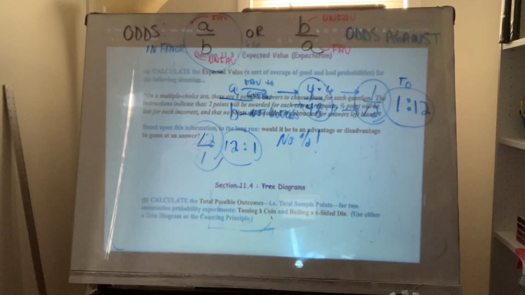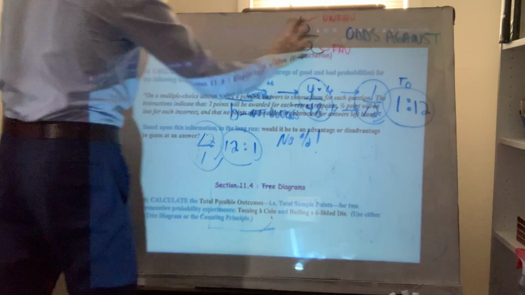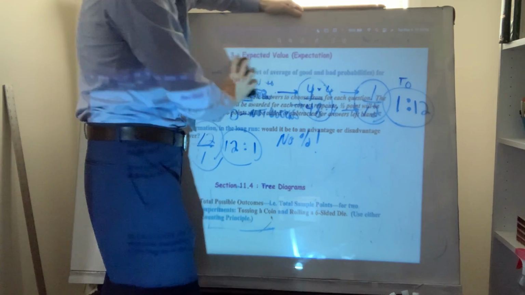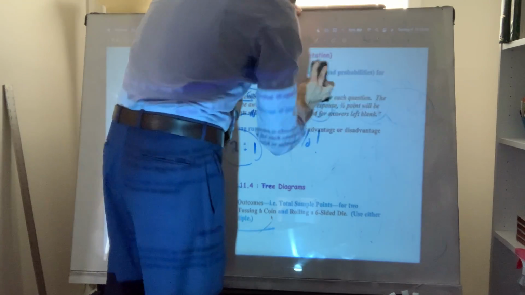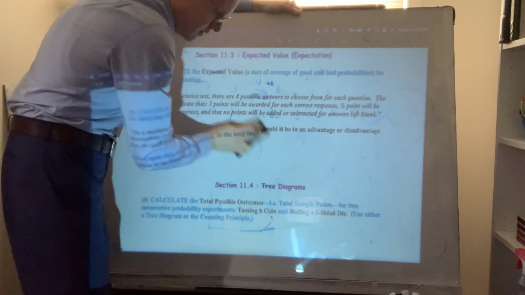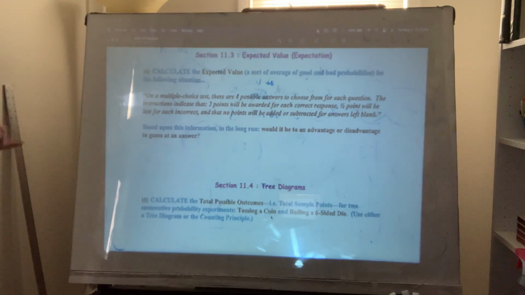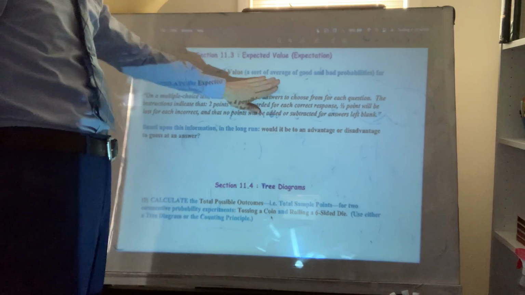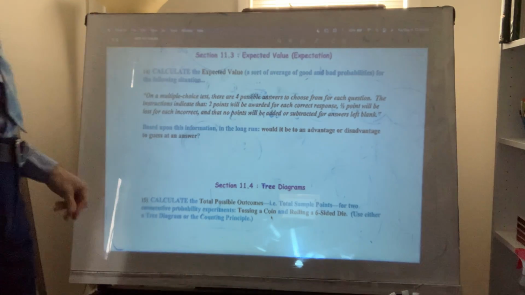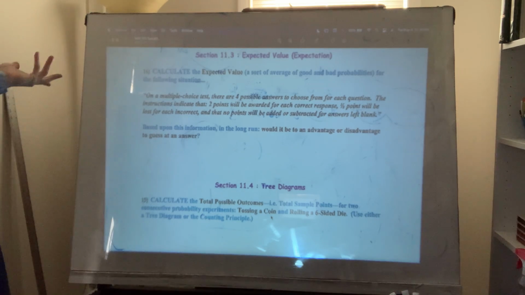Expected value. Calculate the expected value, a sort of average, if you will, not officially, but of good and bad probabilities. Remember, good and bad probabilities are fractions, essentially. Then you're going to add or subtract them depending upon the sign.